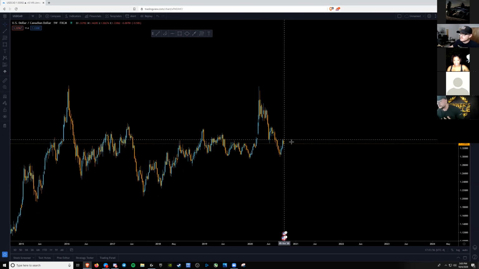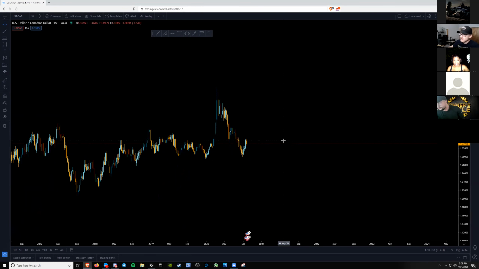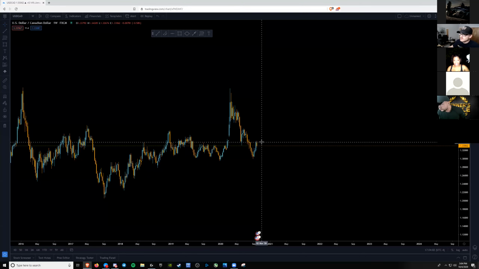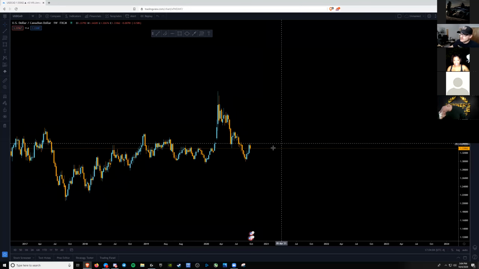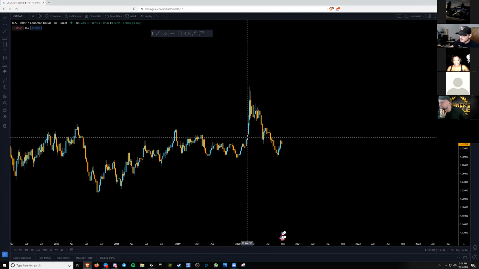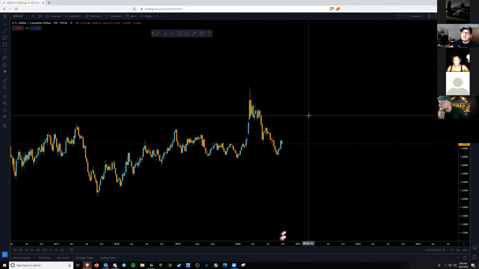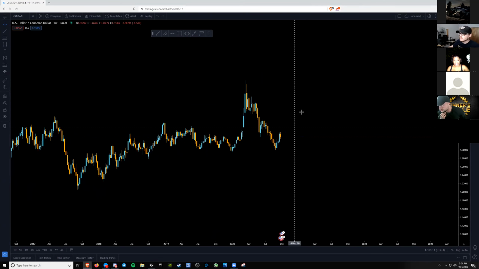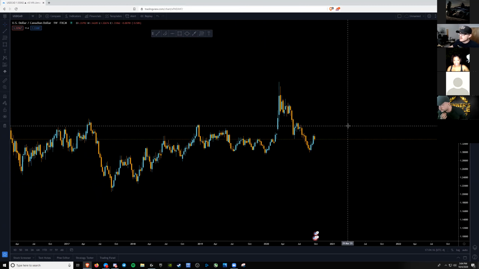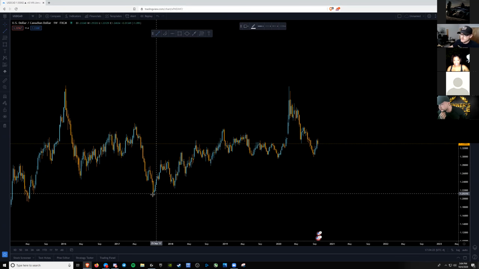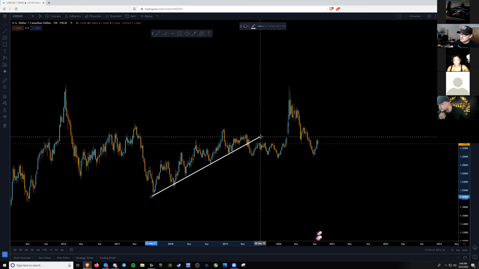UCAD, I'd probably be short. This was crazy during COVID when it left these gaps on the weekly, no less. That might have been a broker thing because that's extreme. But you can see UCAD loves to follow structure like this, really clean.